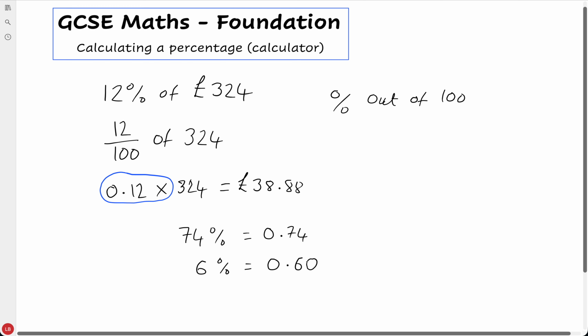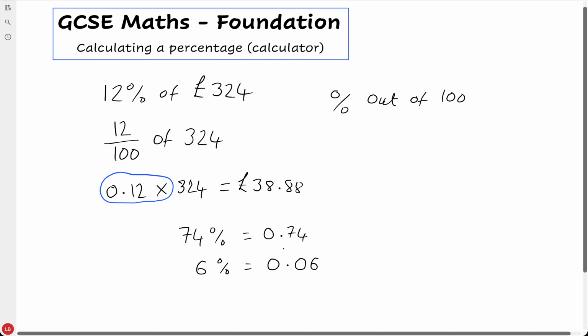That's 60%, so that's not right. 0.60 is not 6%. We're dividing by 100, so we need to make sure that we are dividing by 100 and not dividing by 10. So 6% is 0.06. Well done if you got that. 74% is 0.74. 6% is 0.06.